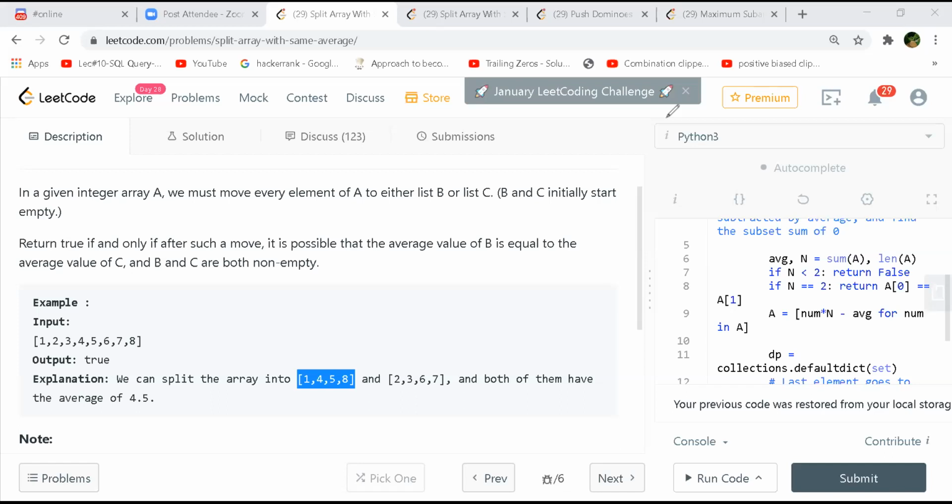If you are not able to find it, then go to 5. If 5 is going to be a fraction, then you go to 6. So as long as you are able to find any value, then you are good. And for finding that particular value, use backtracking.